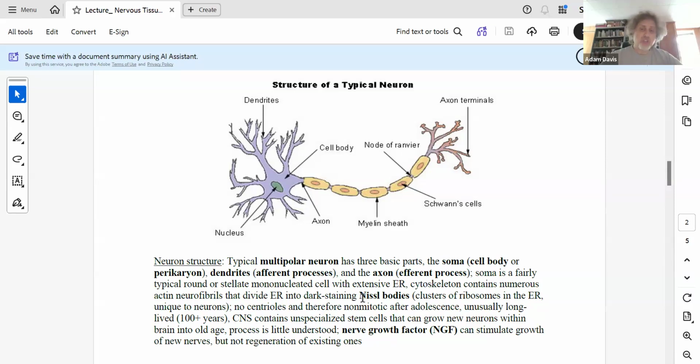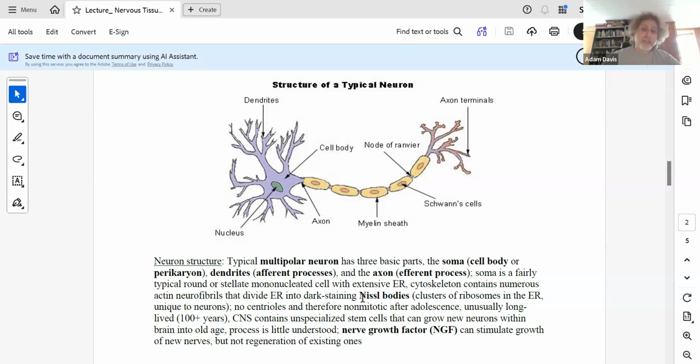So there are still a lot of structures in the field of neurology that are named after the people who discovered them and have not gained a more modern name. And we don't know why the Nissl bodies are found in neurons. We don't know why the ribosomes cluster together that way in neurons, but that's a thing that seems to be.